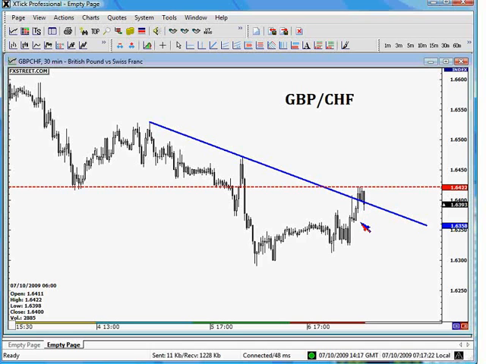When we come back, we'll consider what we're going to do about that. The euro dollar, on the other hand, is breaking above our trend line.